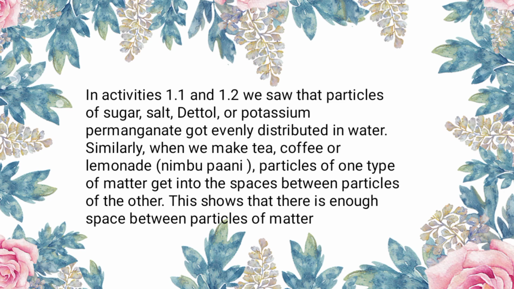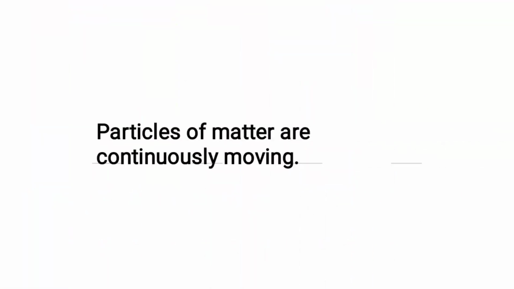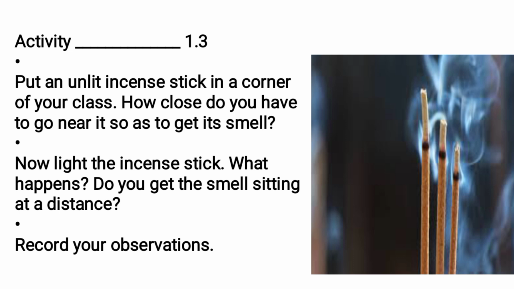So this was the first characteristic, that particles of matter have space between them. The next characteristic is that particles of matter are continuously moving. Matter has particles, it also has space between them, and we need to know that they are continuously moving. How do you tell that they are continuously moving? Here we'll go through some activities to show that the particles of matter are continuously in motion.